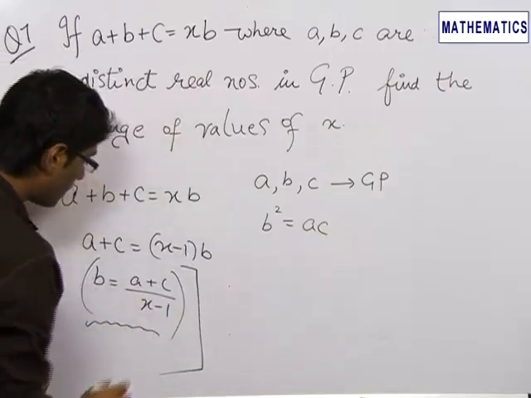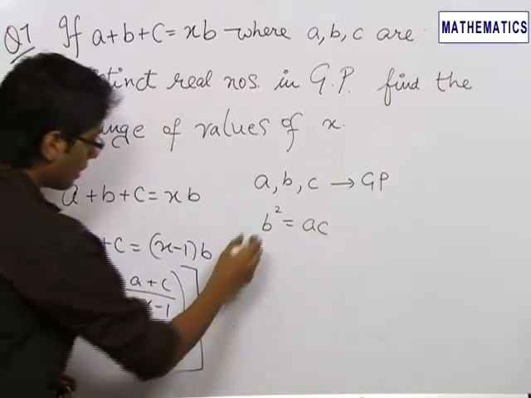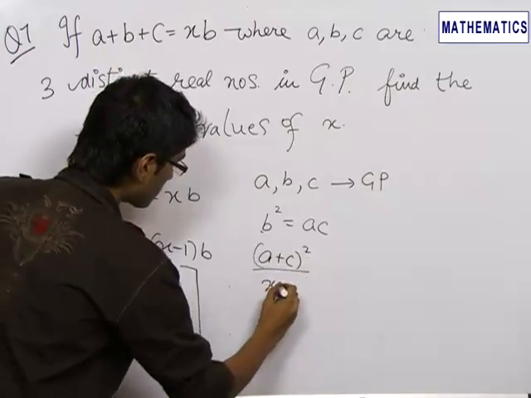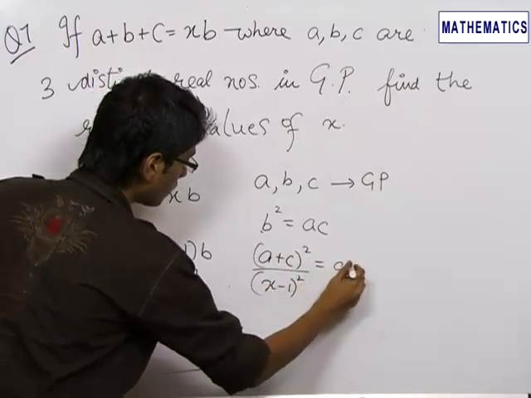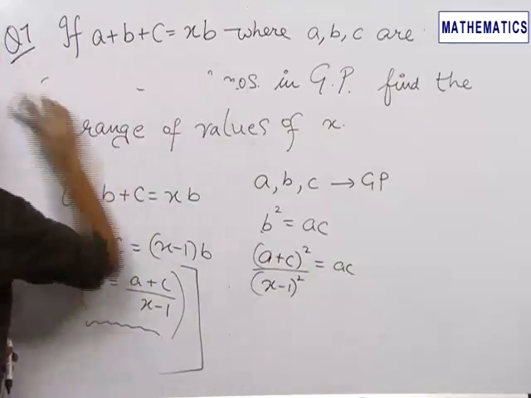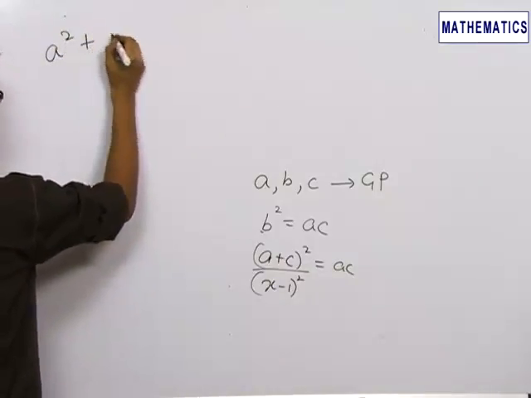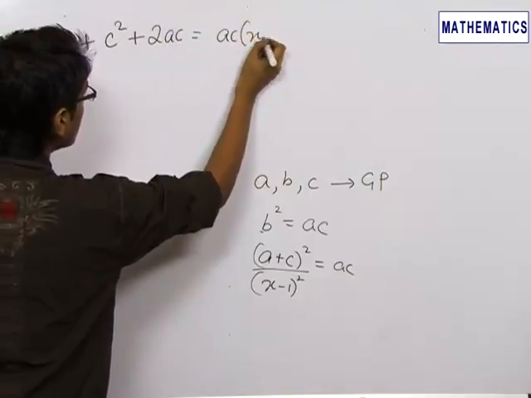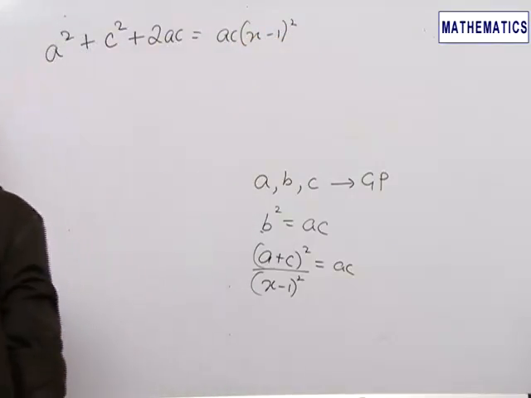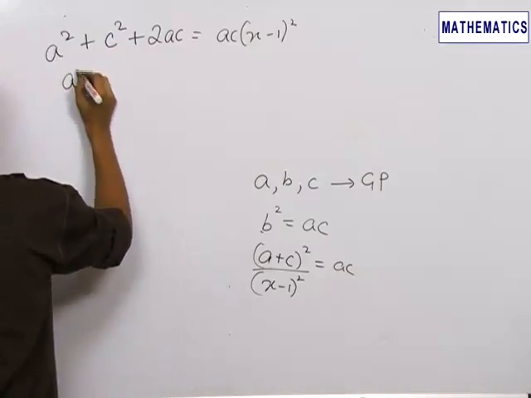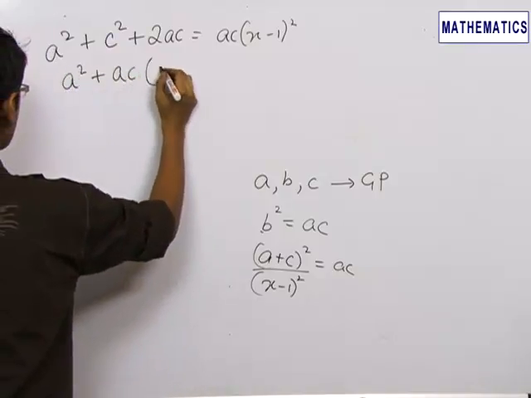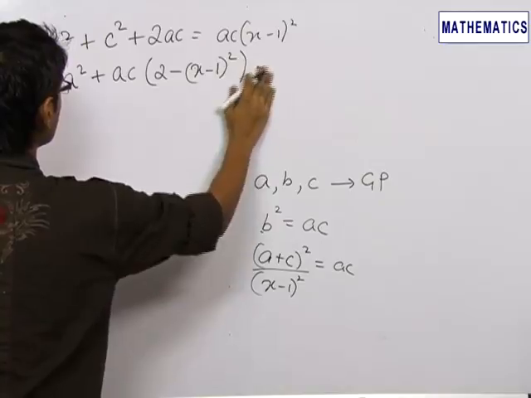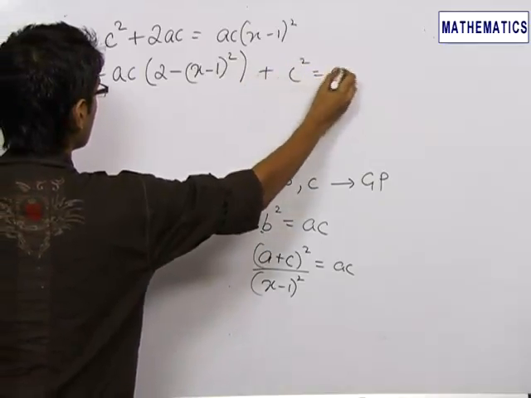Now substituting the value of b as (a + c)/(x - 1) in this expression, we get (a + c)² / (x - 1)² = ac. On further simplification, we get a² + c² + 2ac = ac(x - 1)², which gives us a² + ac(2 - (x - 1)²) + c² = 0.